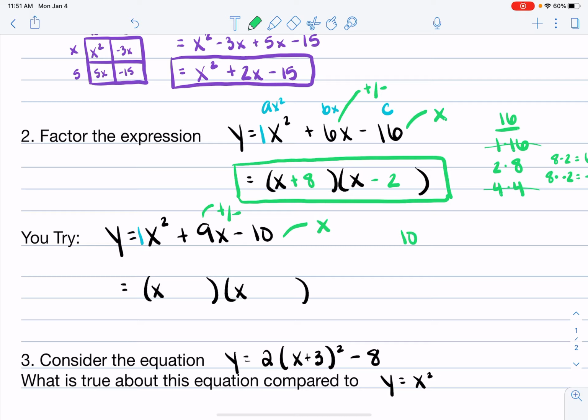So when I think about my factors of 10, we've got 1 and 10, and 2 and 5. Well, 5 plus 2 is 7, 5 minus 2 is 3. Any way I put this, I don't think I could make a 9. But what about 10 and 1? What if I took 10 minus 1? Well, that's 9. What about 10 times negative 1? Is that negative 10? Yes. So this is great. I'm going to put a plus 10 and a minus 1, and I've got my answer.